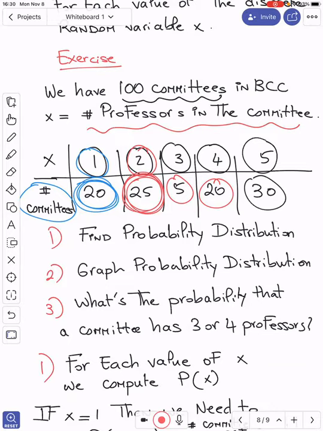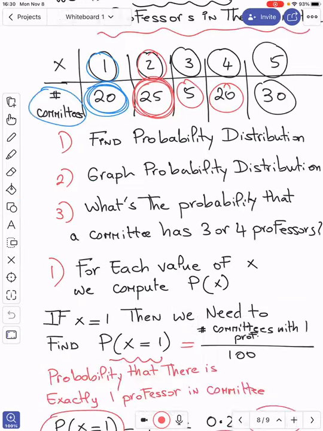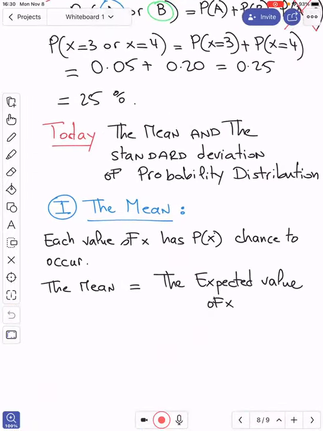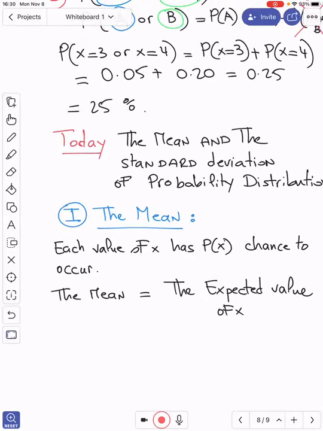Okay. Now, as I said, each value of X has P of X chance to occur, because P of X is the probability that X occurs. This chance is like the weight. If some value of X has more chance than another value, the weight of this value of X is larger than the weight of the other value. So the mean in a probability distribution corresponds to the weighted average.